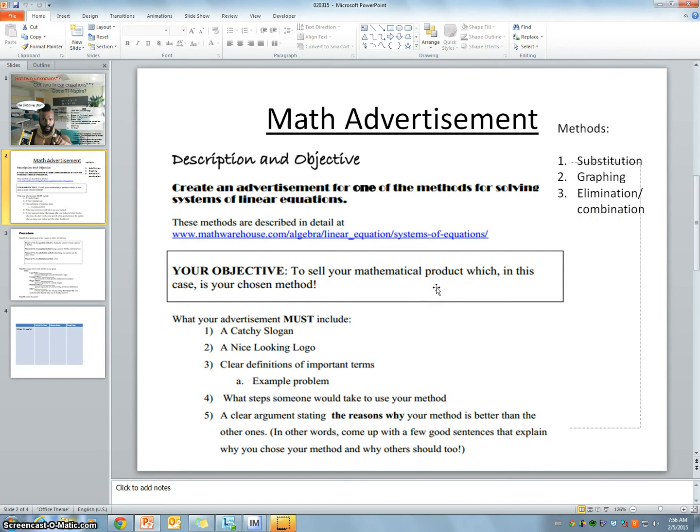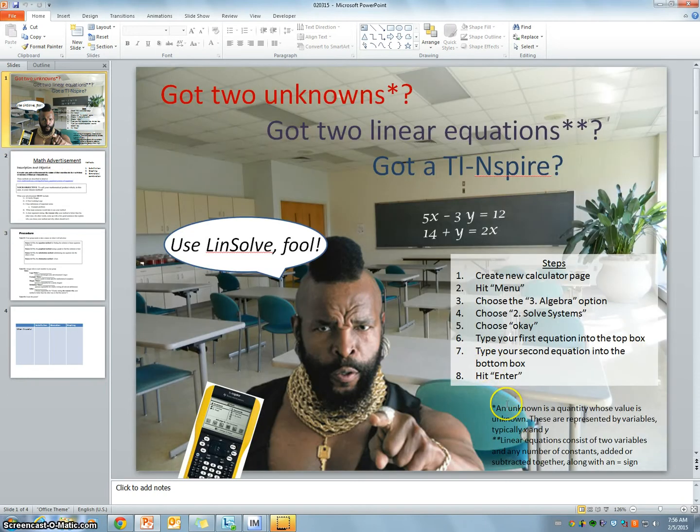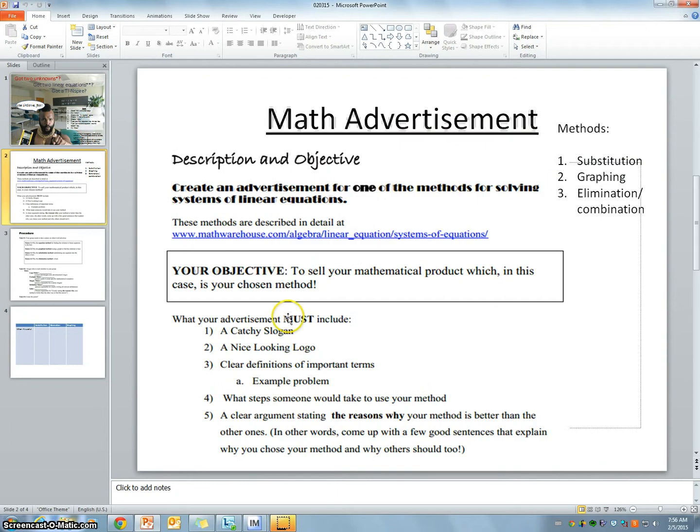Your advertisement, for whatever method you choose, must include the following. 1. A catchy slogan, like, use Linsolv, fool. 2. A nice looking logo, some kind of picture. 3. Clear definitions of important terms. If you recall, in my advertisement, I defined an unknown, and I defined a linear equation. You may use the textbook or any online resource to help you out with that one.